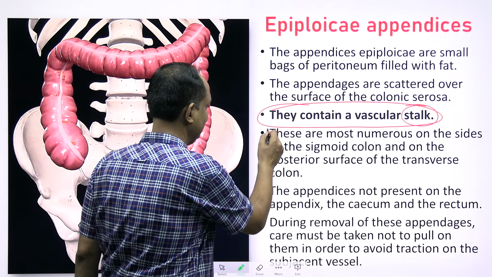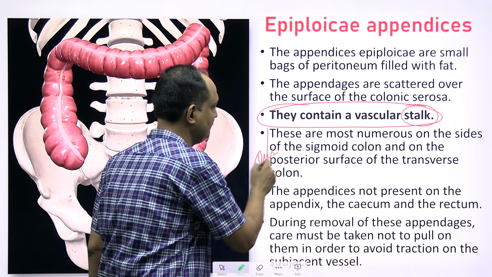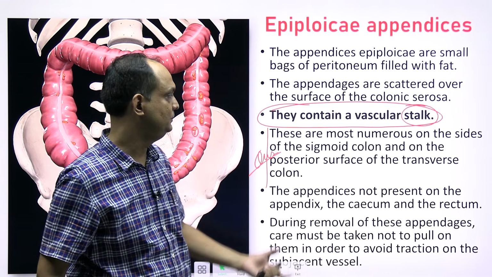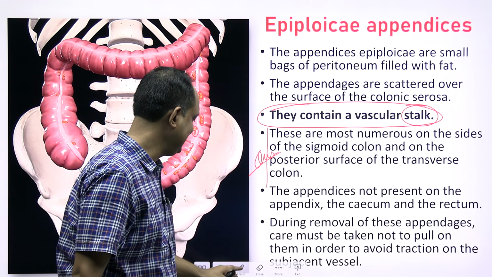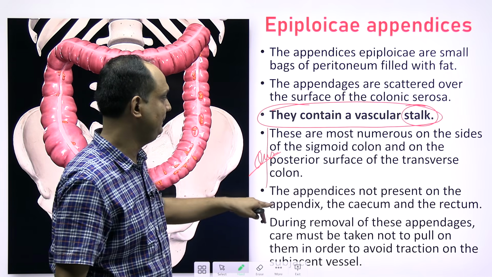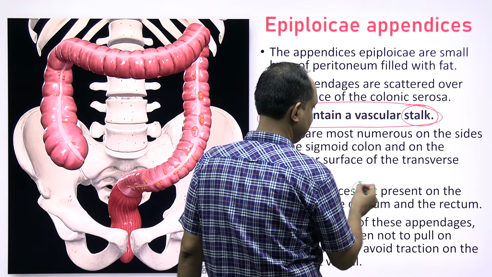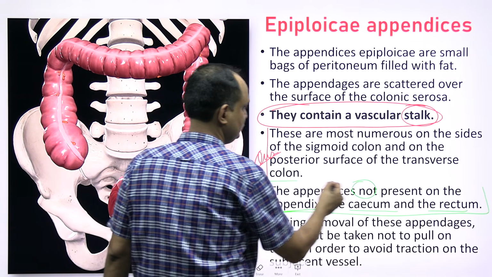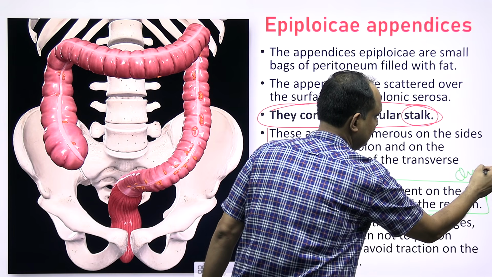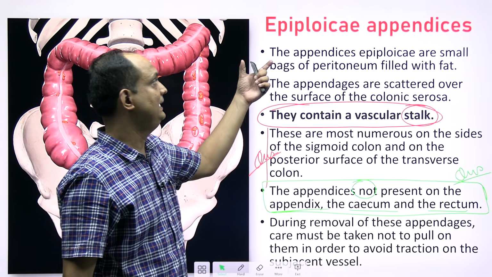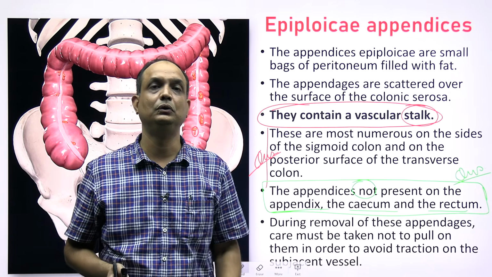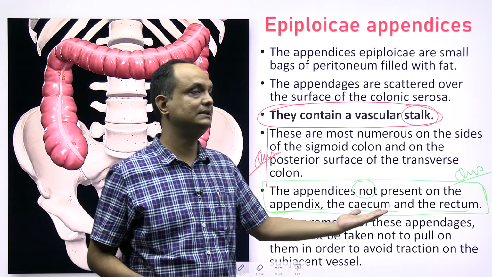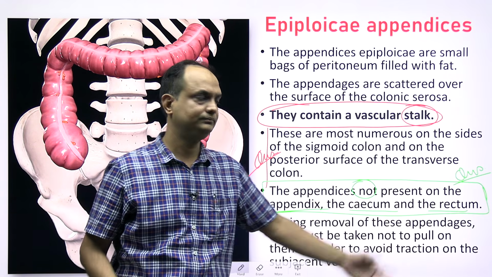transverse colon. So this is again a question for your exam: the maximum number of appendices is present in which part of the colon? The answer is the sigmoid colon and the posterior side of the transverse colon. Then the second question, which I already told you, is that appendages are not present on the appendix, cecum and rectum. This should always be in your mind: though we say that appendices epiploicae are a characteristic feature of the colon, they are absent at three places. One is the appendix, second is the cecum, and third is the rectum.